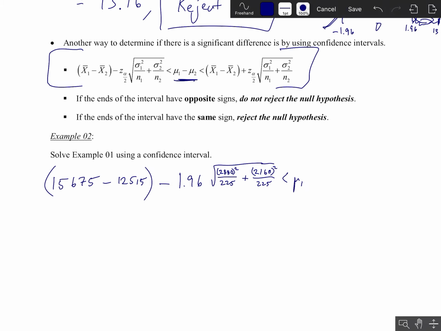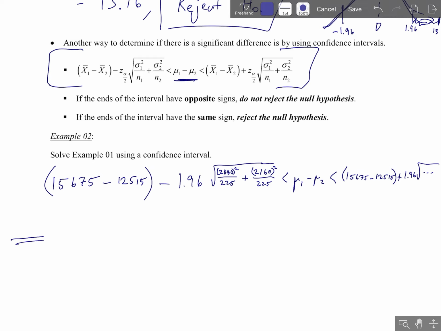And now that's supposed to be less than mu1 minus mu2, which is supposed to be less than that difference again, so x1 bar minus x2 bar. I'm going to run out of room. This time plus our critical value, so that would be plus 1.96 times that square rooted expression. And I think I'm just going to put ... under the square root, because it's the same square rooted expression that we have on the left side here.